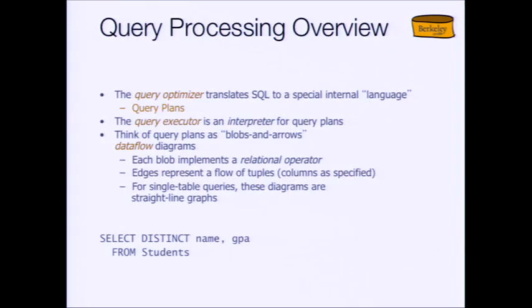The query optimizer translates SQL to a special internal language. I called it bytecodes, but that's a sort of Java analogy. They're query plans is what we call them in database land. Right? And the query executor is, if you like, an interpreter for query plans. Now, there's a long tradition of saying, why would you interpret this stuff? Why not compile it to machine code? And you can do that too.